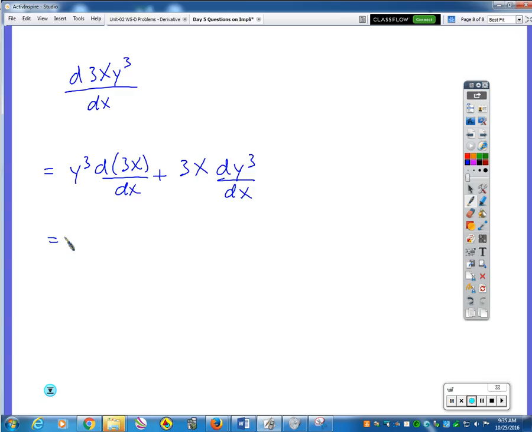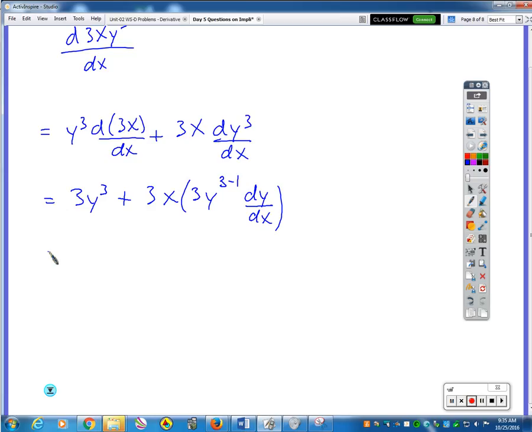I'll just write the next line in case someone needs it. This becomes just 3. Power rule, bring down the 3, change the exponent. Don't forget to multiply by dy/dx. That is a common mistake. One second. These two threes can multiply to give me this. That's where I would end up. And what problem is that from? That's from 30. Let me make a note of that.